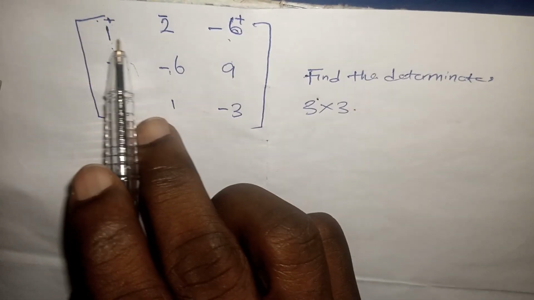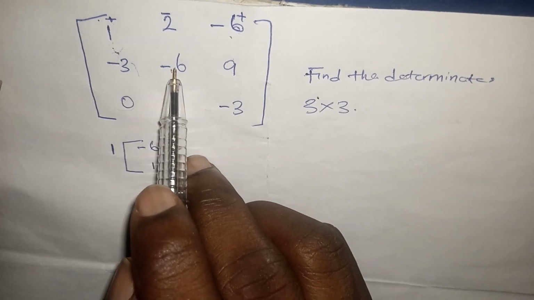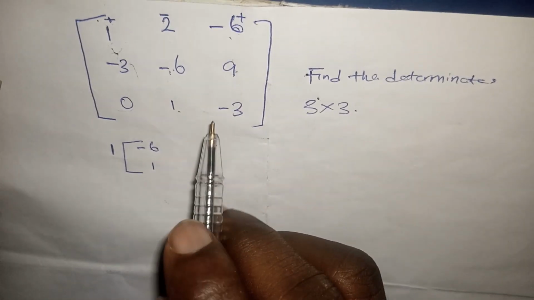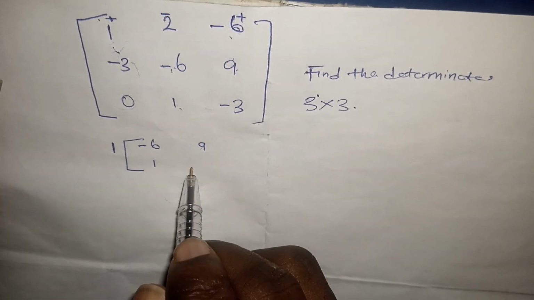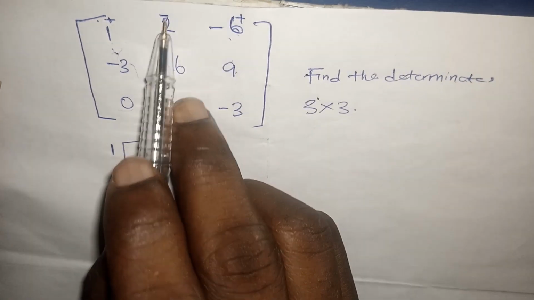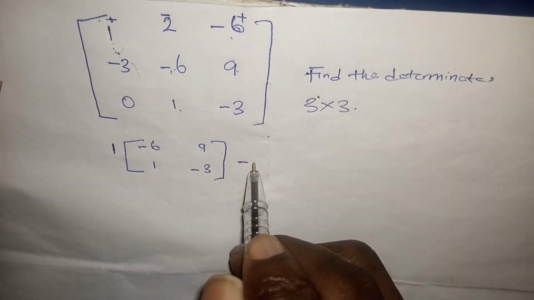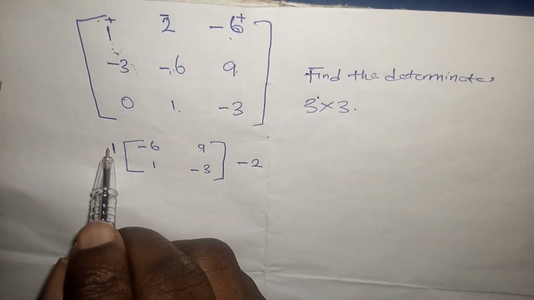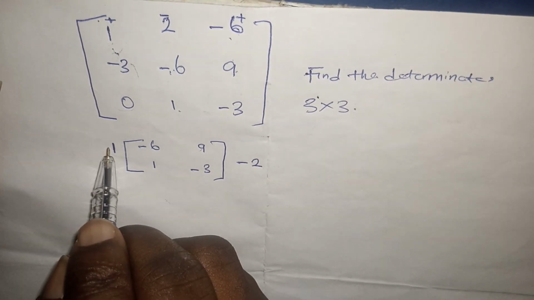If we close it, we are not going to see these, we are going to see this, this, and this. So we are going to see 9 and negative 3. We're having a negative sign here, so we put the negative sign. Then 2, since we're having a positive sign, that's the reason why we are not putting the positive sign.